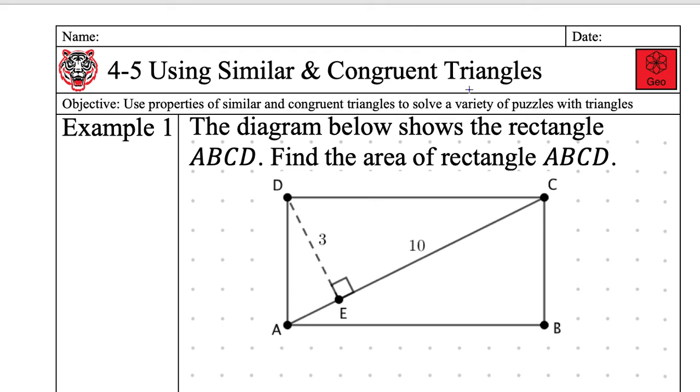All right, we are in geometry. Today's date is January 14th. It is a Tuesday. The year is 2020, just like my vision.